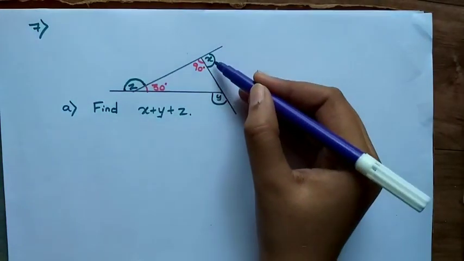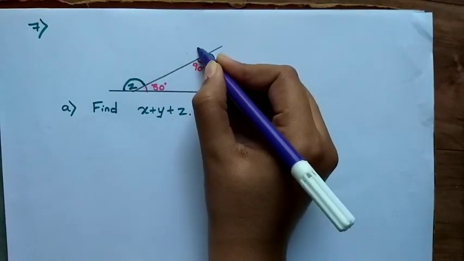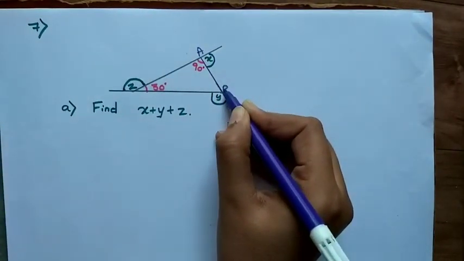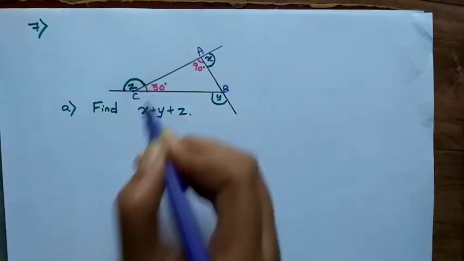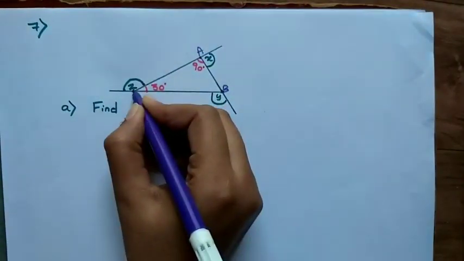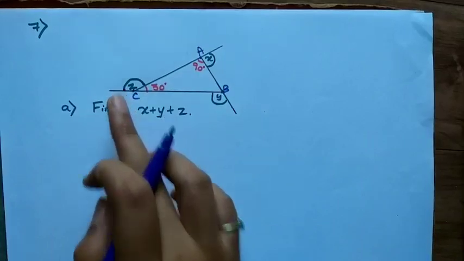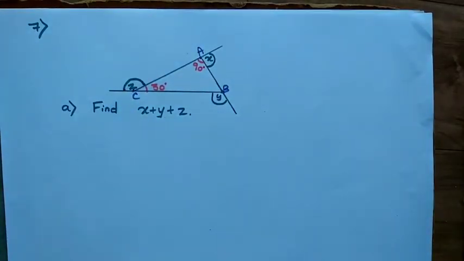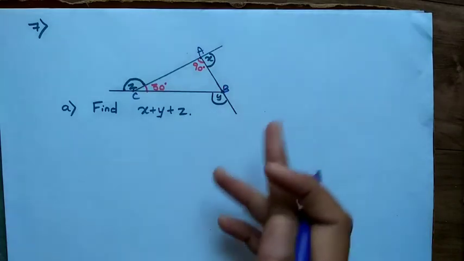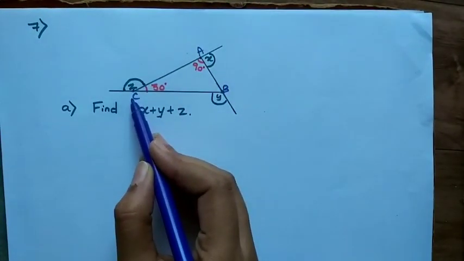Just observe this x. Here this is the triangle. I'll give the name A, B and this point C. Here this is the triangle ABC. In the triangle ABC you can easily observe that x, y, z are the exterior angles. This means x, y, z are outside of the figure. These angles are outside of the figure.